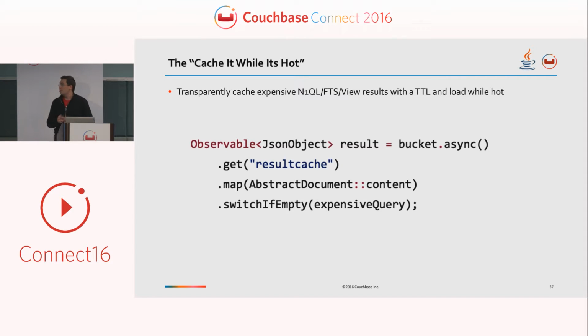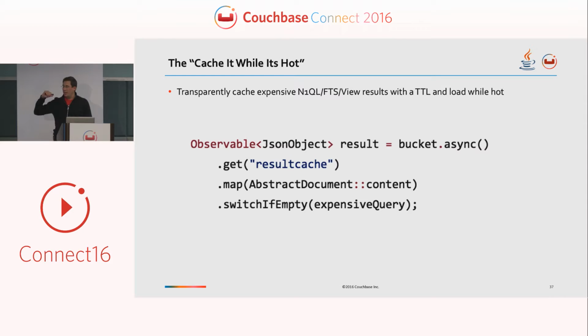So the first one is cache it while it's hot. And the idea is that imagine you're running a Nickel query or full text search query, which potentially takes a few seconds. But you know that the underlying data is actually not changing. So what you can do is, and this is using the Java SDK now with our RxJava stuff, so doing completely asynchronous computations. This is all asynchronous.